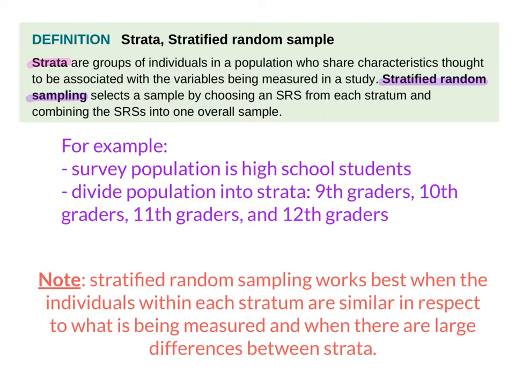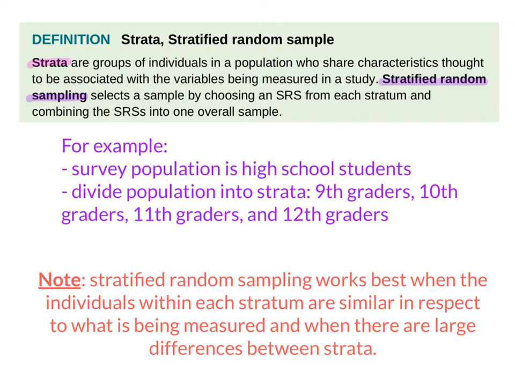Another SRS, so great, we're using the same acronym, not confusing whatsoever. It's called stratified random sample. Now, what's a strata? Let me tell you. Strata are groups of individuals in a population who share characteristics thought to be associated with the variables being measured in a study. So, stratified random sampling takes an SRS, or a random number generator, assigning random numbers, just like simple random sampling. It's going to choose a sample using that SRS from each stratum and combining those random numbers into one overall sample.